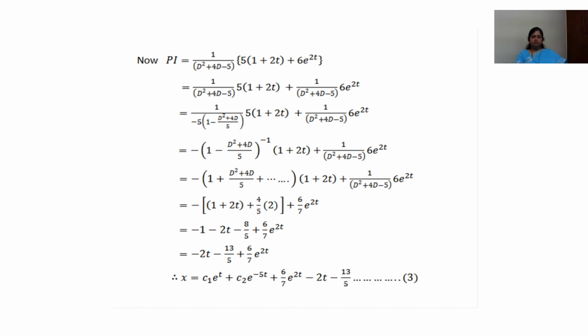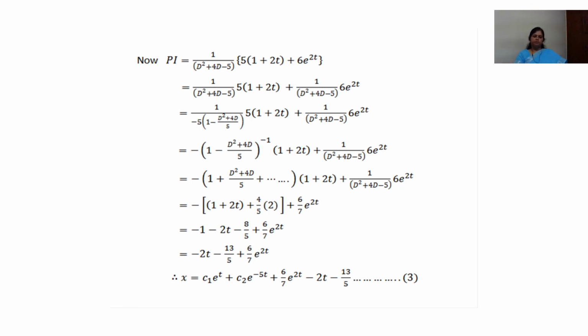We'll get D square means 4, plus 4 into 2 is 8, minus 5. So we'll get 6 by 7 into e to the power 2t. A very simple simplification, only replace D by 2, that's all. 4 plus 4 into 2 minus 5 means the denominator value is 7. So we have 6 by 7 into e to the power 2t.